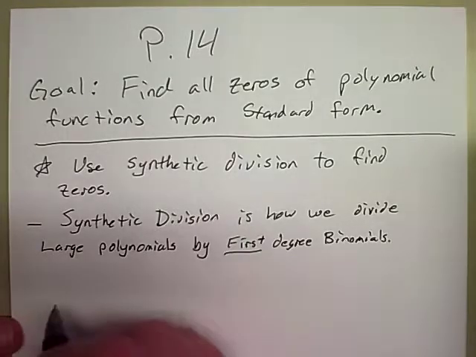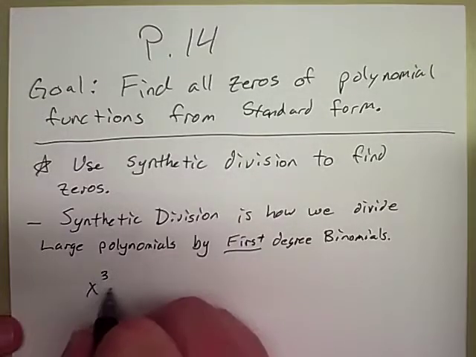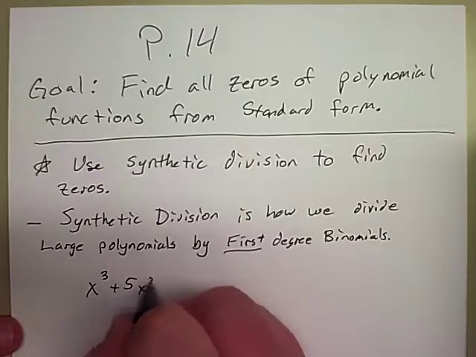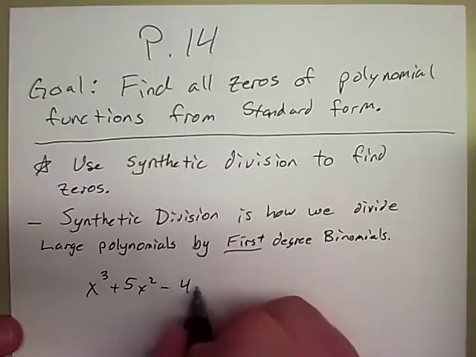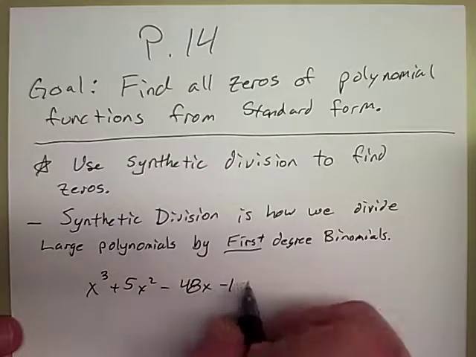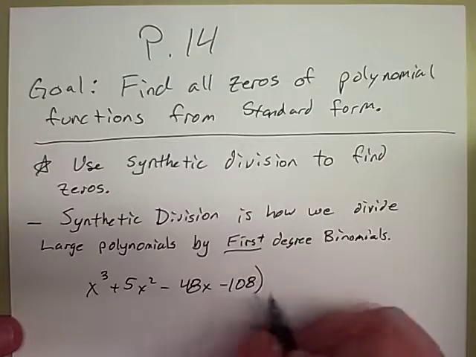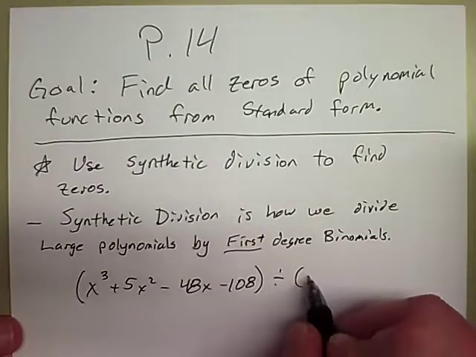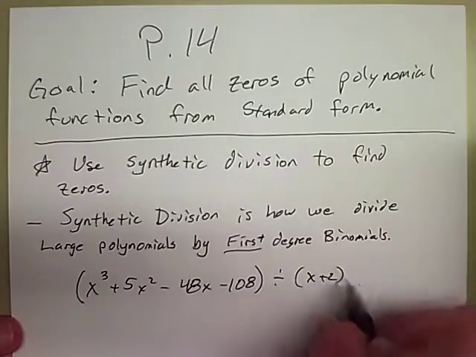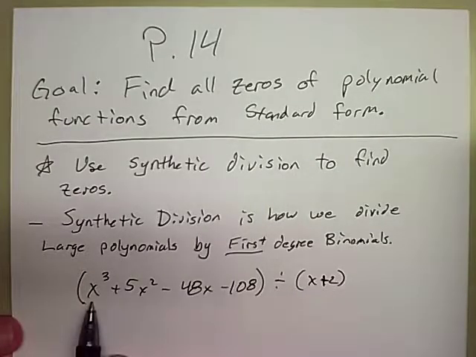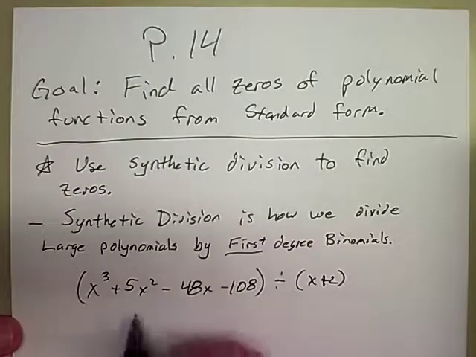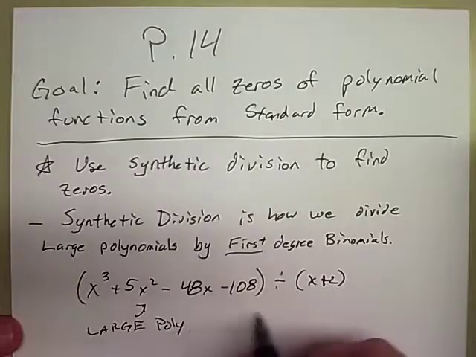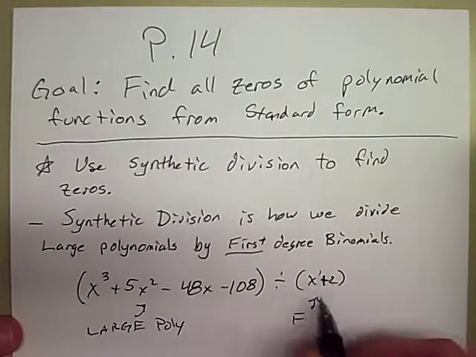So it would look something like x to the third plus, I don't know, 5x squared minus 48x, let's go with, I don't know, 108. So this is a third degree, so this is a large polynomial. And if I divide it by, let's go with x plus 2. Right, so I have a large polynomial, I'm going to divide it by this guy. Let me just really spell it out. This is the large polynomial that I'm going to divide with the, now mind you, first degree binomial.